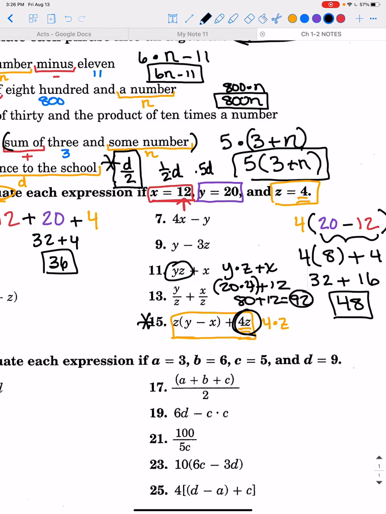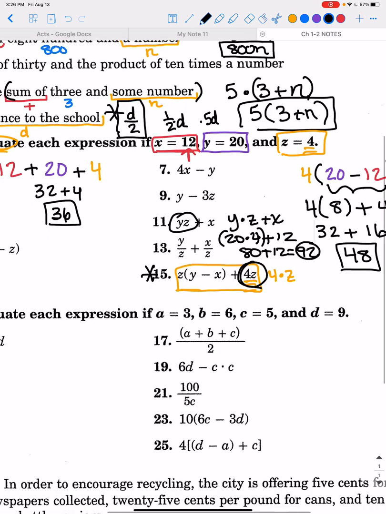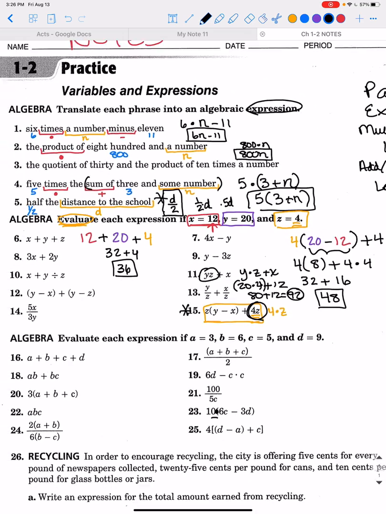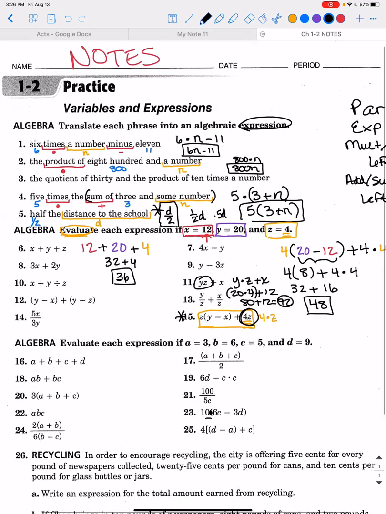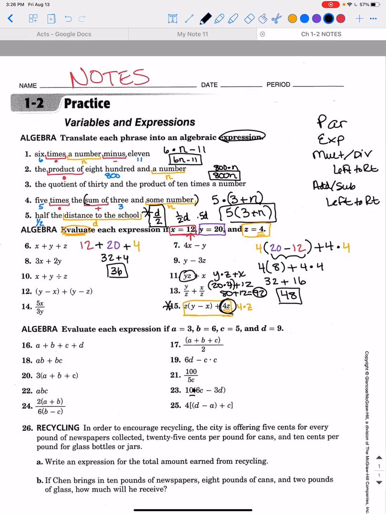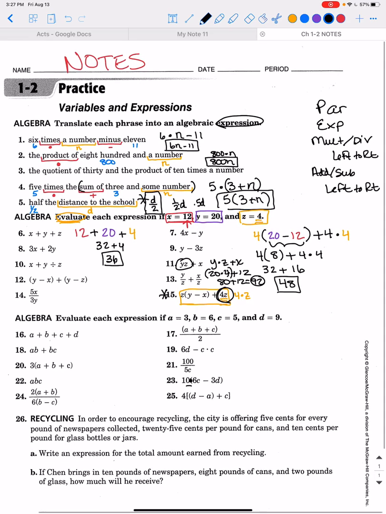So when you have two variables touching, it means multiplication. When you have a number and a variable touching, it means multiplication. And then when you have a number right outside of a parentheses, like here, it means multiplication, right? So you just need to remember that there's a lot of times where it's multiplication, but it doesn't actually say multiplication. Okay?